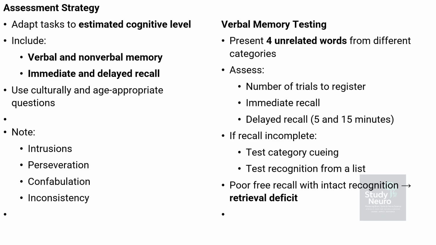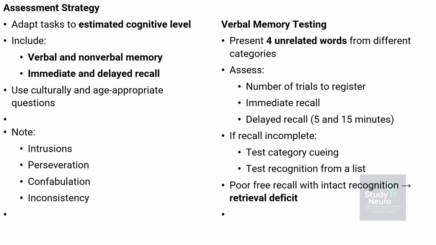Intrusions occur when a person adds words or details that were not presented. Perseveration is the repetition of a word or action beyond what is required. Confabulation happens when someone fills in gaps in memory with fabricated but confident statements. Inconsistency refers to giving different answers to the same question at different times.